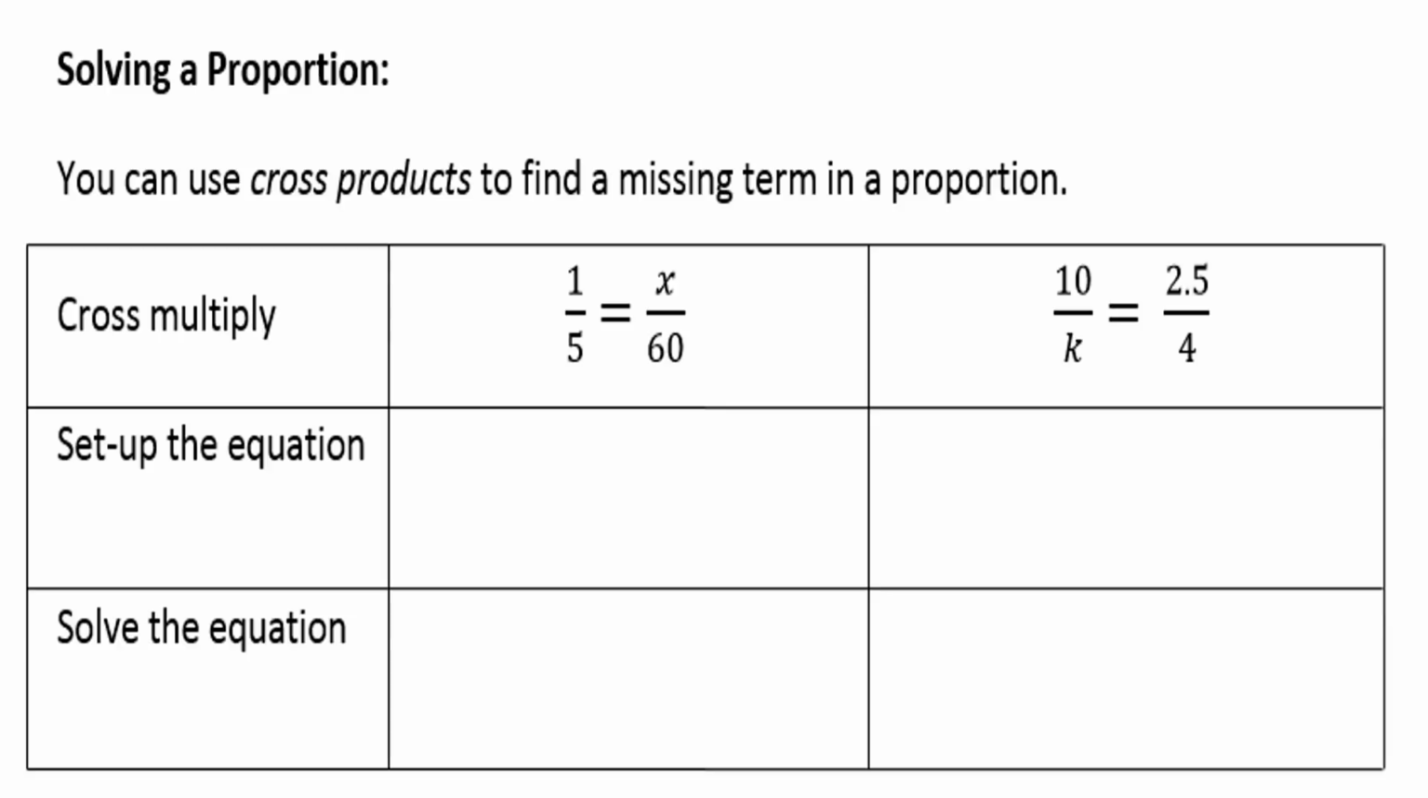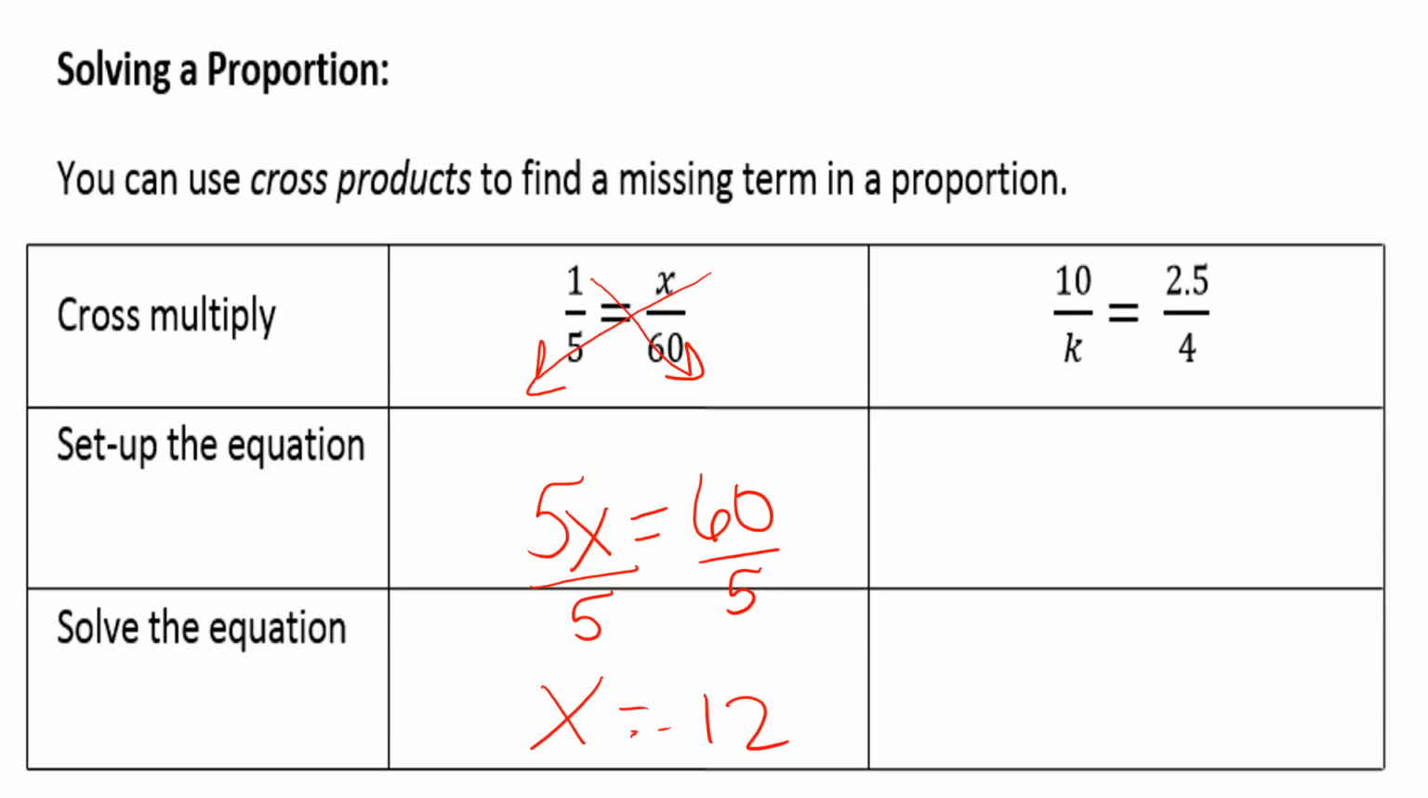At times, you may have a term that is missing. You can use cross products to find the missing term in a proportion. So here we are going to cross multiply. 1 times 60 is 60. X times 5 is 5x. So we set up the equation. 5x equals 60. Now we are going to solve the equation. We have to do the inverse operation. 5 times x, the inverse operation is division. We are going to divide by 5 on each side, and the answer is x equals 12. When x is 12, we have a proportional relationship.